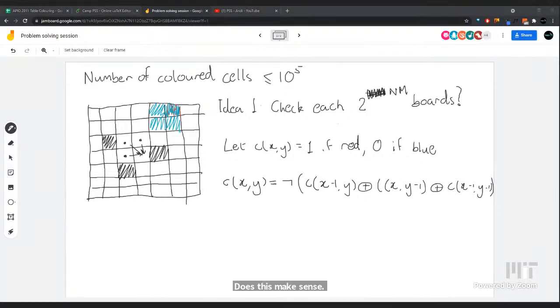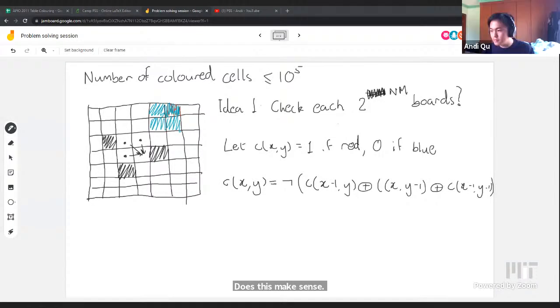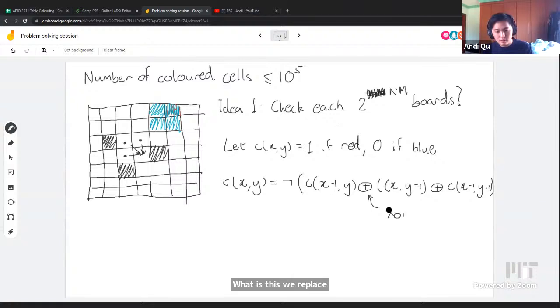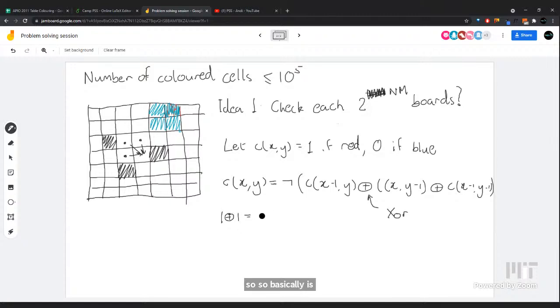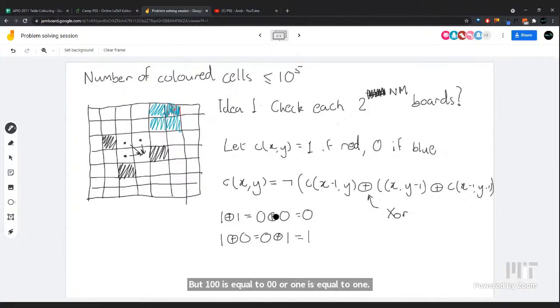What is this weird plus? Oh, it's XOR. XOR basically is like 1 XOR 1 is equal to 0, 0 XOR 0 is equal to 0, but 1 XOR 0 is equal to 1, and 0 XOR 1 is equal to 1. So it's the exclusive OR, so only one of them can be 1. Basically modulo 2. Yes, so it's basically just modulo 2.